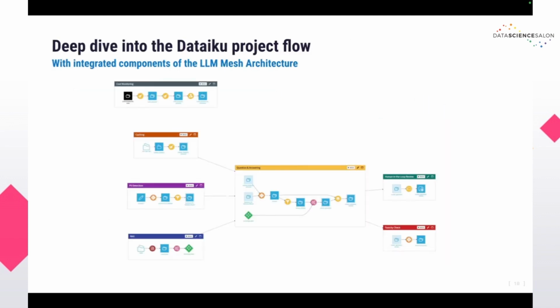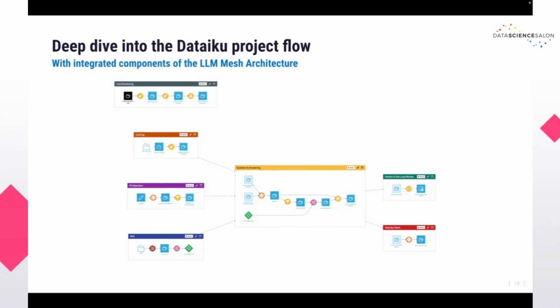So now that we understand a little bit about our project stakeholders, let's deep dive into the Dataiku project flow. What you see on the screen is a Dataiku project flow. It's a visual representation of how the data is moving and transforming from left to right. Blue boxes represent data sets. Orange circles represent code recipes. Yellow circles represent visual recipes. And the pink circles represent where we're using large language models in our flow. And this is now what my production flow looks like.